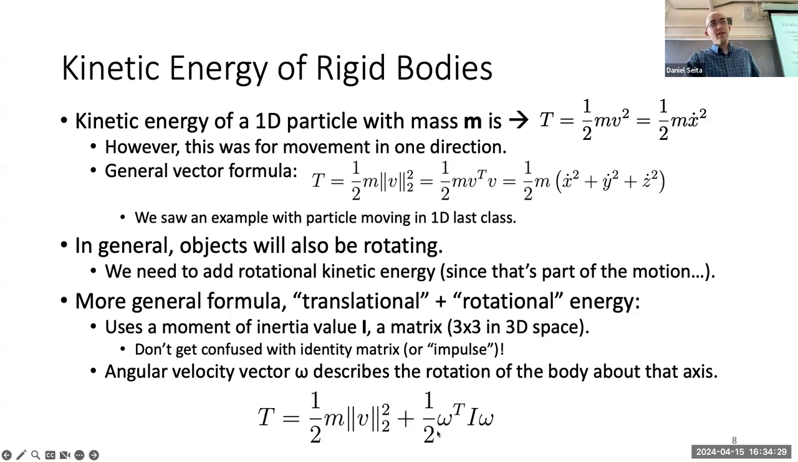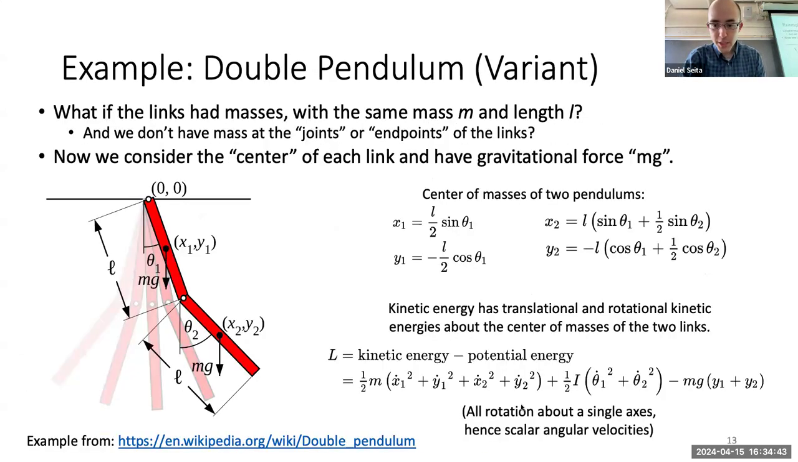So in this case, all the rotation is in one axis, so you can think of it as just in a 2D plane, so there's only one axis around which it's rotating. And so that's why these are all scalars, that then get 1/2 times that inertia value times theta 1 dot squared, which is not the same as theta 1 dot transpose times theta 1 dot. You do the same thing for this thing.